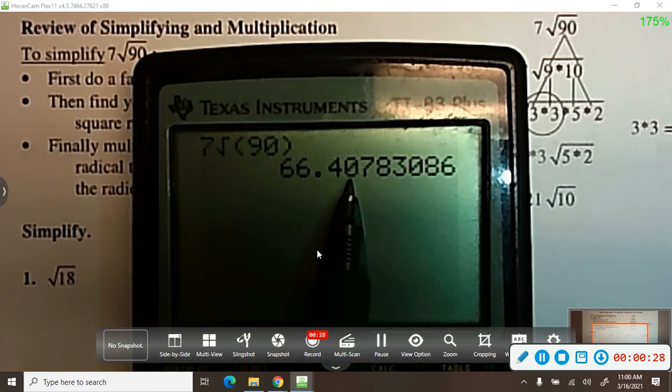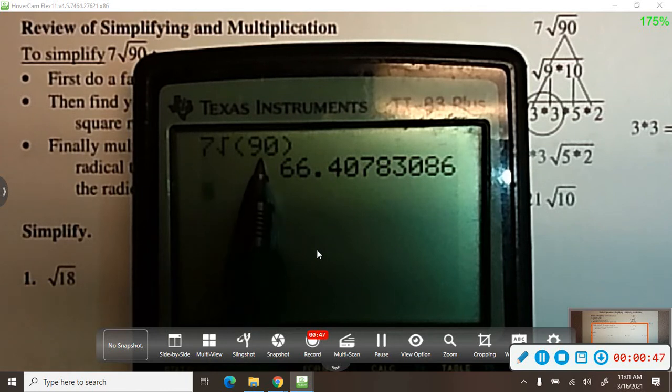But a lot of times in math, we don't like answers with the decimal. We don't like irrational answers, because if you're sending a rocket out into space and you're off by just a hair, you're going to miss the planet. You're going to miss whatever. So we need to know how to take this 90 and simplify what's in the radical.